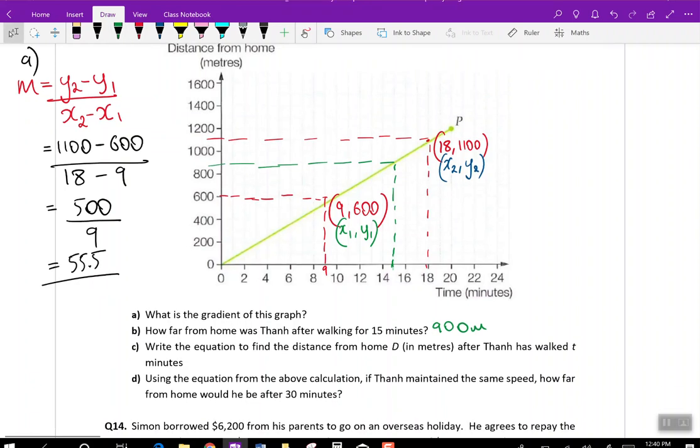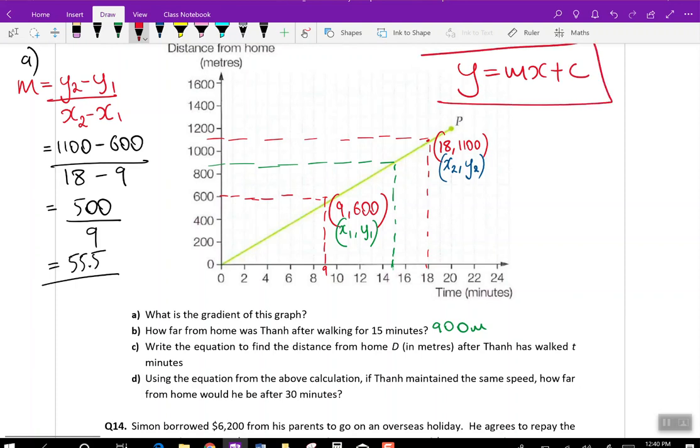Okay, so it's saying write an equation to find the distance from home D in meters after t minutes. Now, you know the general equation is y equals mx plus c. In this case, your y is D. So D equals m, and your x-axis is t, plus c. So what's your gradient? You calculated gradient was 55.5. So D equals 55.5 T plus C.